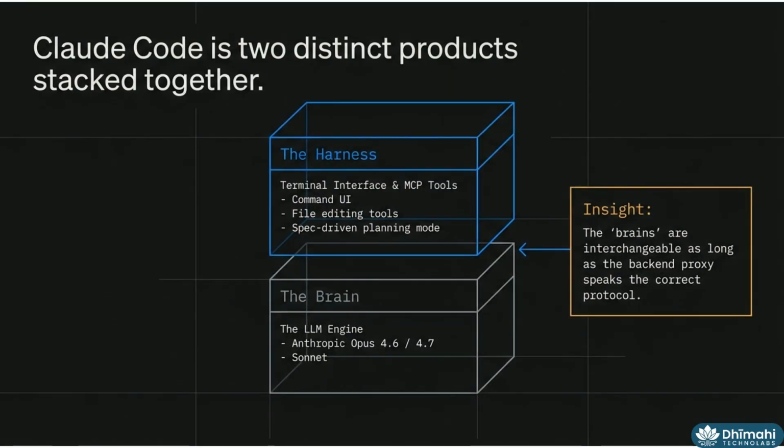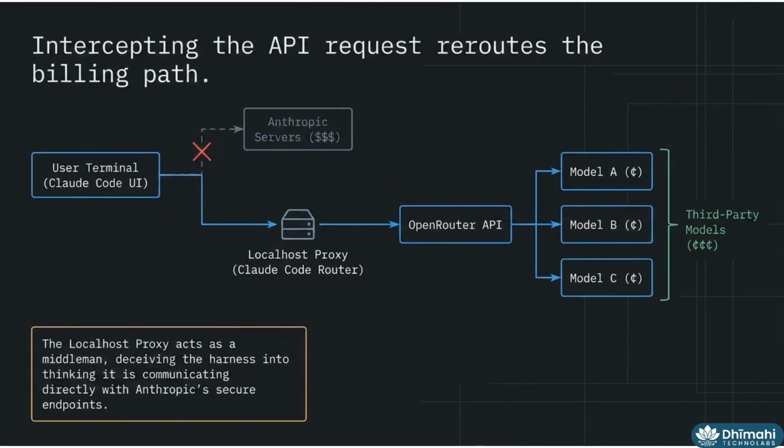Claude Code can be viewed as two distinct products stacked together: the harness, which is the terminal interface and tools, and the brain, which is the LLM engine. The insight is that the two are interchangeable as long as the backend proxy speaks the correct protocol. By intercepting the API request, we reroute the billing path.